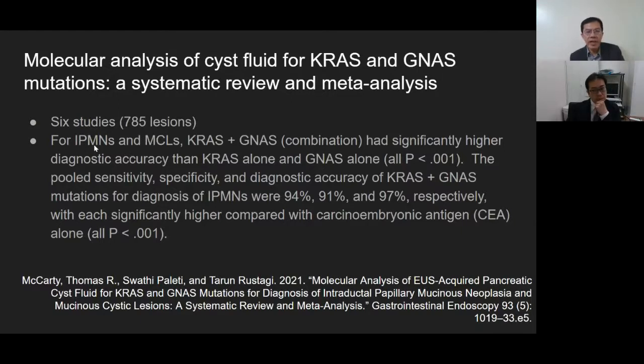For IPMN and mucinous lesions, which we want to know about, the combination of KRAS plus GNAS mutation had significantly higher diagnostic accuracy than KRAS alone or GNAS alone. The pooled sensitivity, specificity, and accuracy of the combination for diagnosis of IPMN were very high, more than 90%, and significantly higher compared with CEA alone. So the results of this systematic review and meta-analysis give us very good hope that if we use this method, it can probably help us to differentiate types of pancreatic cyst very accurately.